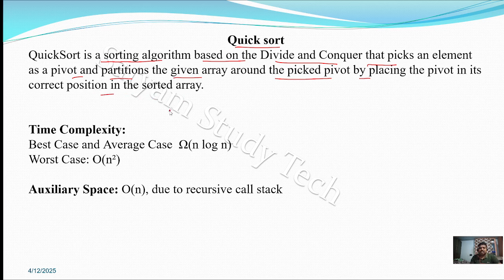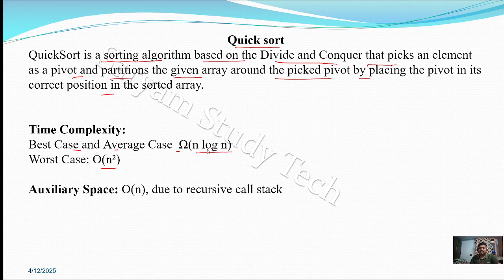Now we can take one example and discuss how we can sort those elements by using quicksort. The time complexity in the best case and average case is omega of n log n, but the worst case is n square. That means if all the elements are already in sorted order and you apply quicksort, then the time complexity is big O of n square. Otherwise, the best and average case is n log n.